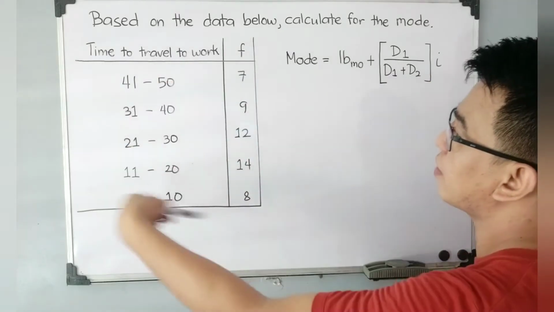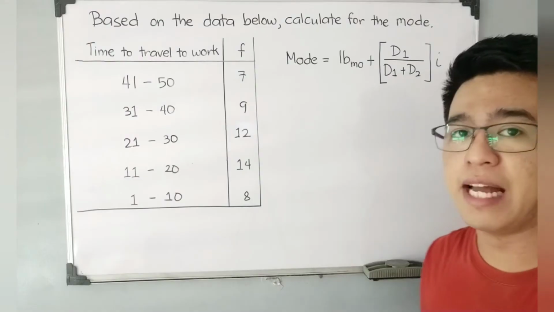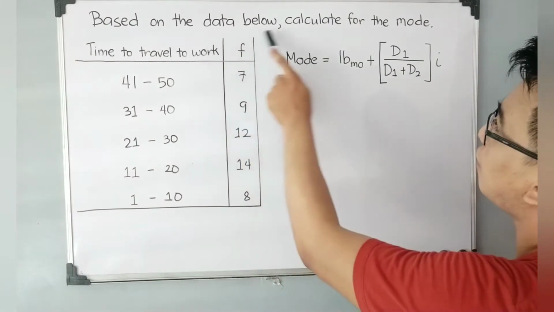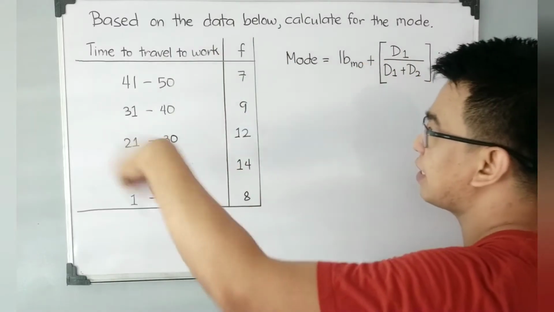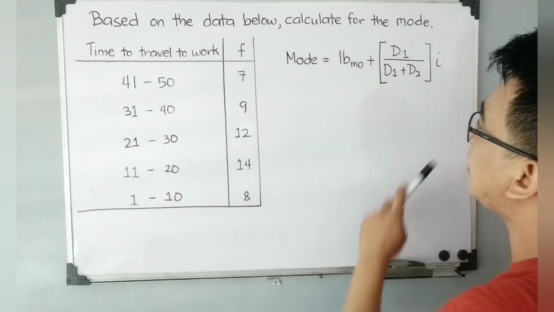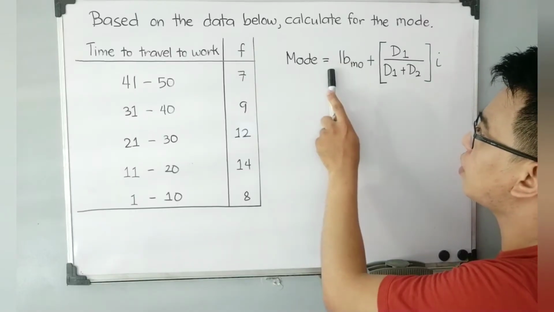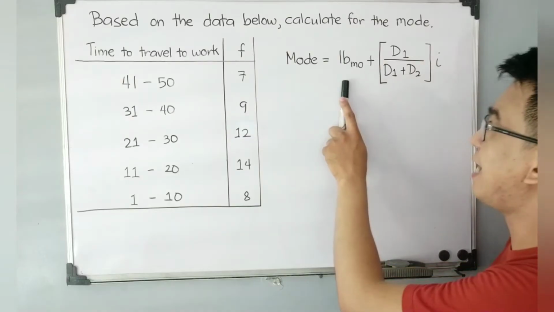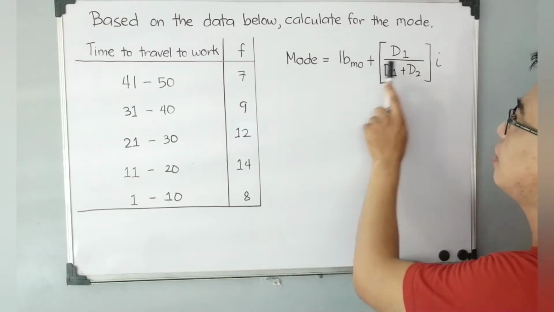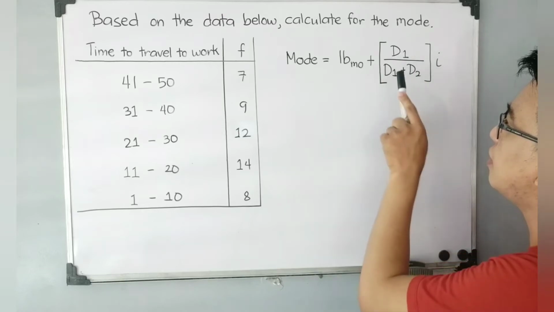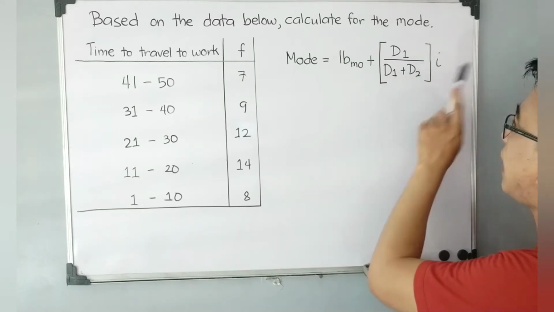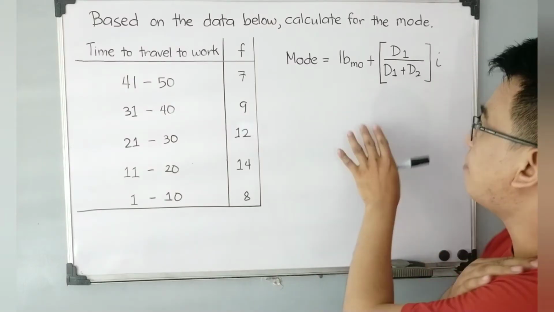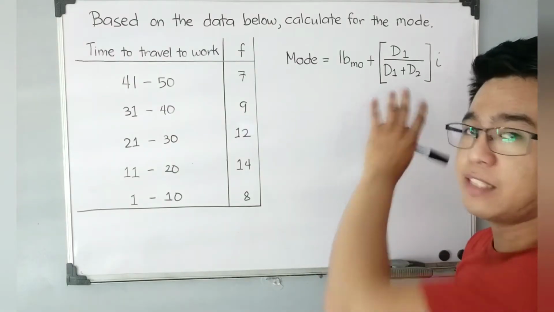As you can see, we have here the same problem we solved with regards to the median of group data. And we will try to calculate for the mode of this given data. So the formula for the mode is this one. Mode is equal to LB sub MO, the lower boundary of your modal class, plus D sub 1 over D sub 1 plus D sub 2, times I as your interval. Later on, I will explain how to get the elements or the variables in this formula.